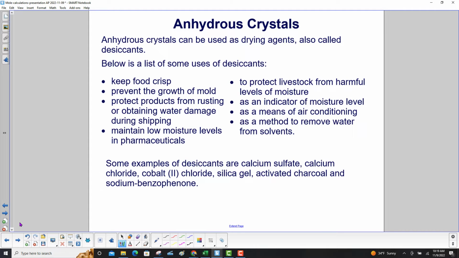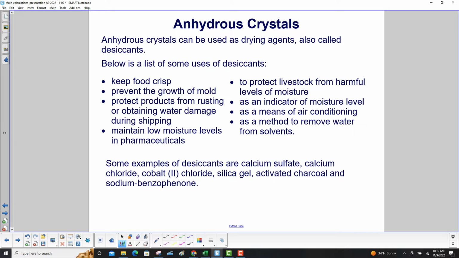Anhydrous crystals can be used as drying agents, also called desiccants. Below is a list of some uses of desiccants. Keeps food crisp, prevent the growth of mold, protect products from rusting or obtaining water damage during shipping, maintain low moisture levels in pharmaceuticals, to protect livestock from harmful levels of moisture, as an indicator of moisture level, as a means of air conditioning, as a method to remove water from solvents.